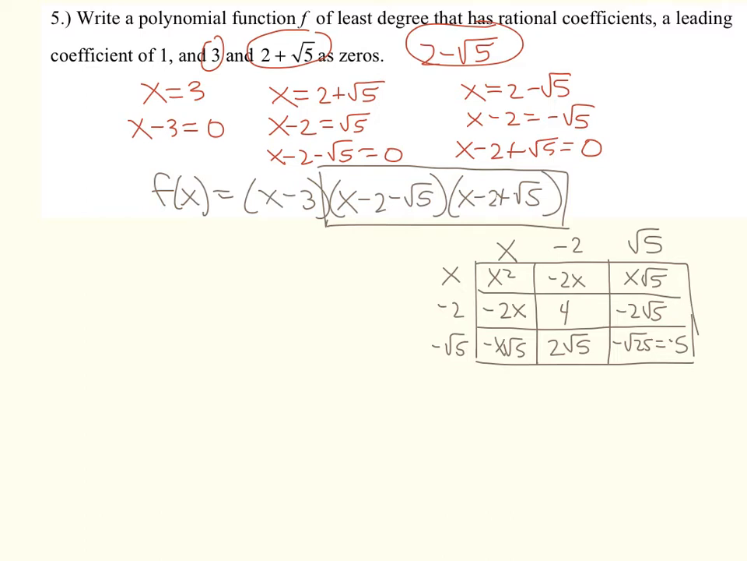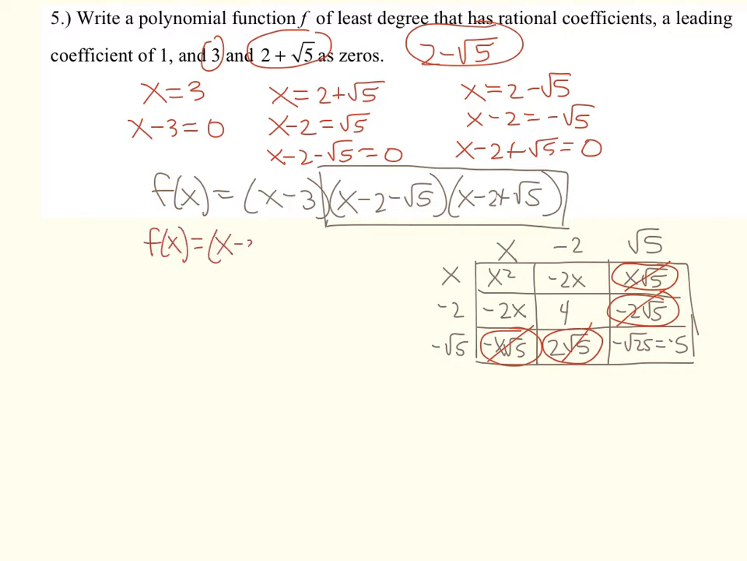Okay, so now if I take a look at combining like terms, I see x squared of 5 and negative x squared of 5, so those are going to cancel out. I see positive 2 square root of 5 and negative 2 square root of 5, so those are going to cancel out. And so I'm going to be left with all whole values, no more square roots.